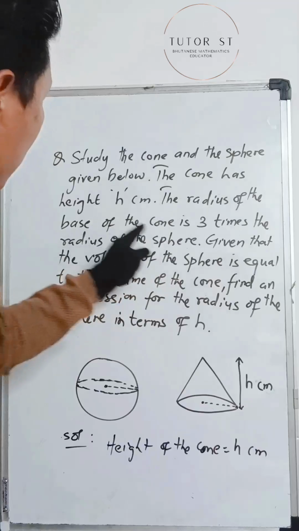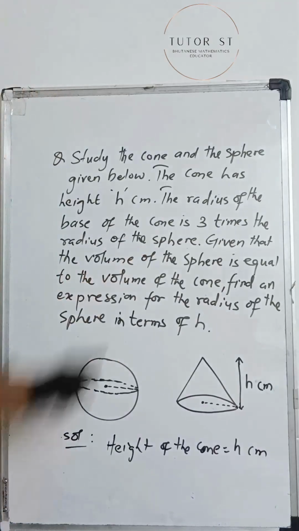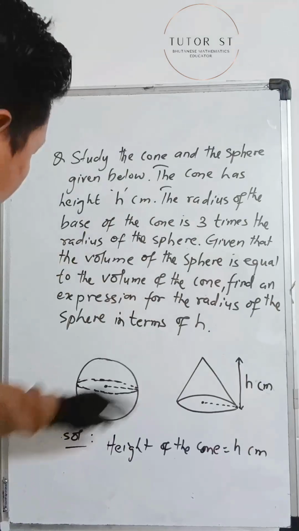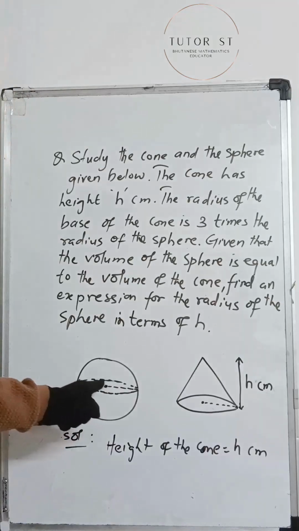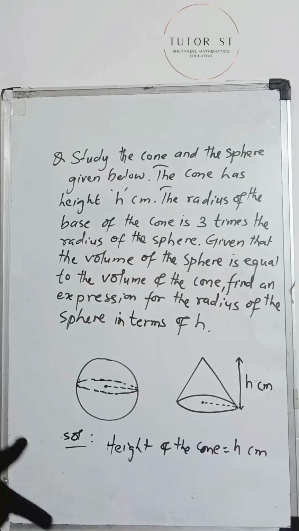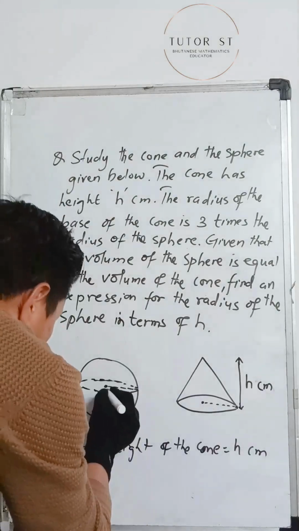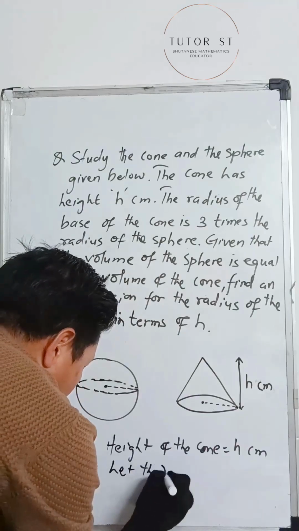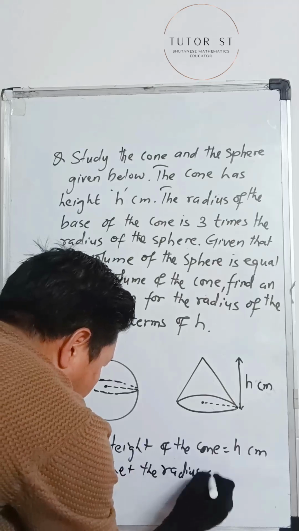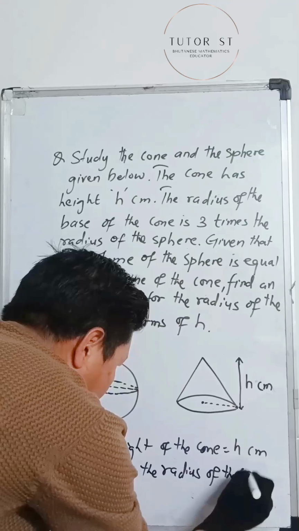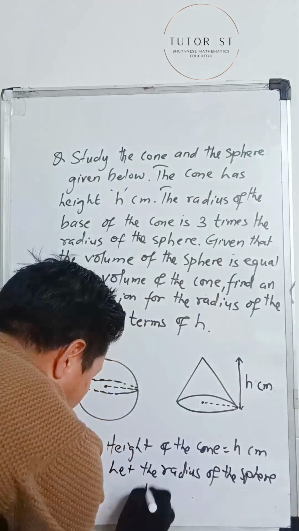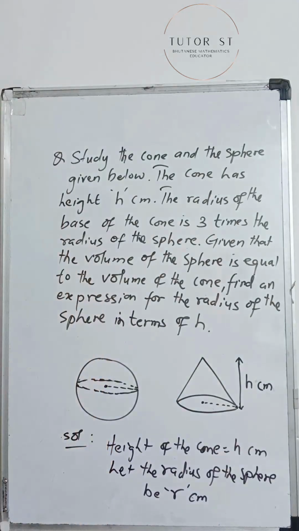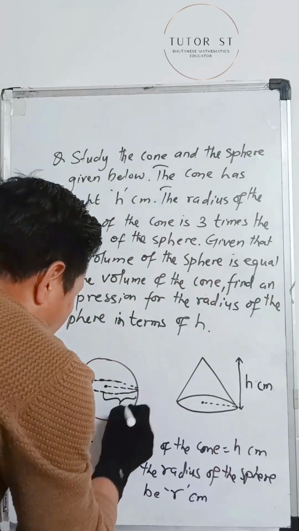Then we have the radius of the base of the cone is 3 times the radius of the sphere, but the radius of the sphere is not given. We know what radius is. If you do not know, please let me explain to you later. Let me know in the comment section. So let us consider the radius of the sphere be r centimeter.